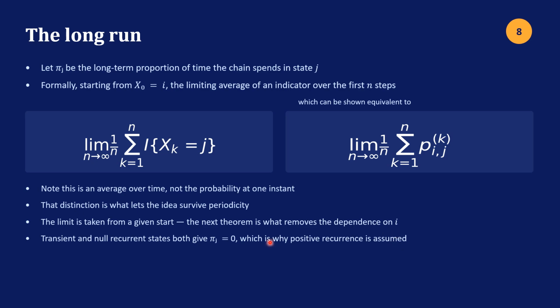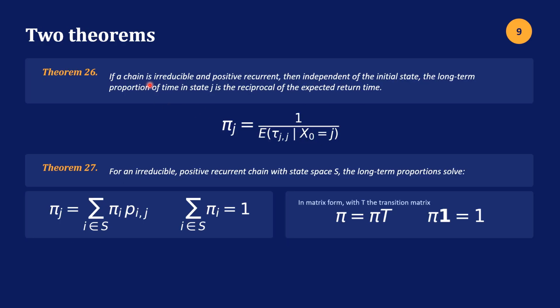which is why positive recurrence is assumed for these computations. Okay, so let's look at an easier way of doing this, and then in the slide after that we'll do an example. Okay, so if a chain is irreducible and positive recurrent, then independent of the initial state, the long-term proportion of time in state j is the reciprocal of the expected return time. So it's this here.